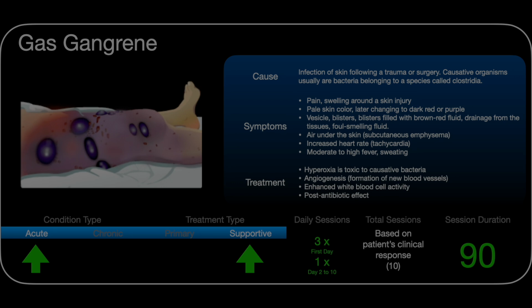The use of hyperbaric oxygen therapy in the treatment of gas gangrene relies on hyperoxia, angiogenesis or the formation of new blood vessels, improved or enhanced white cell activity, and enhanced antibiotic activity, where the organisms are killed by the presence of high oxygen concentration.